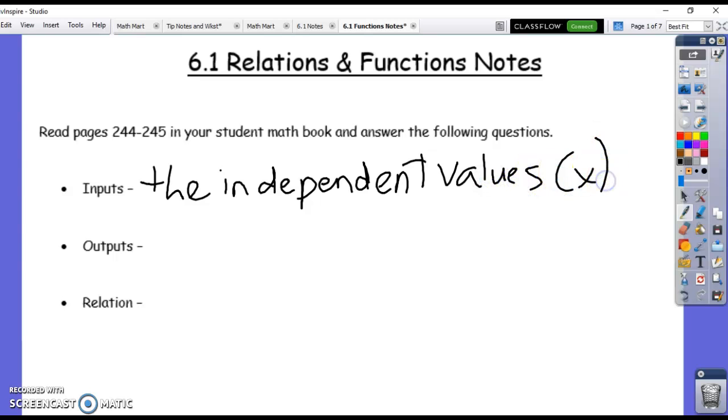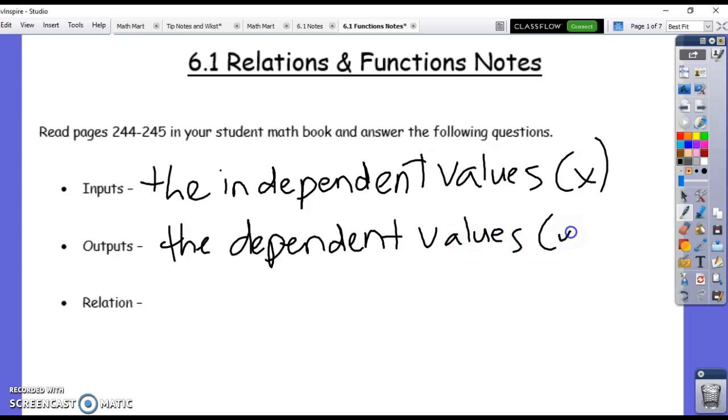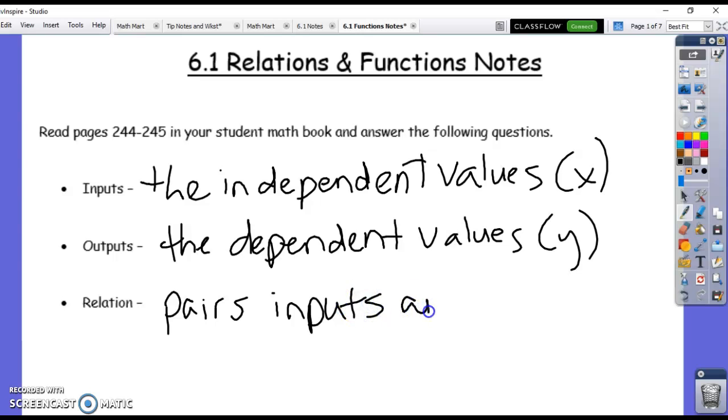Also known as your x. And that makes outputs the dependent values, also known as y. And then a relation is just pairs your inputs with the outputs. So pairs inputs with outputs.